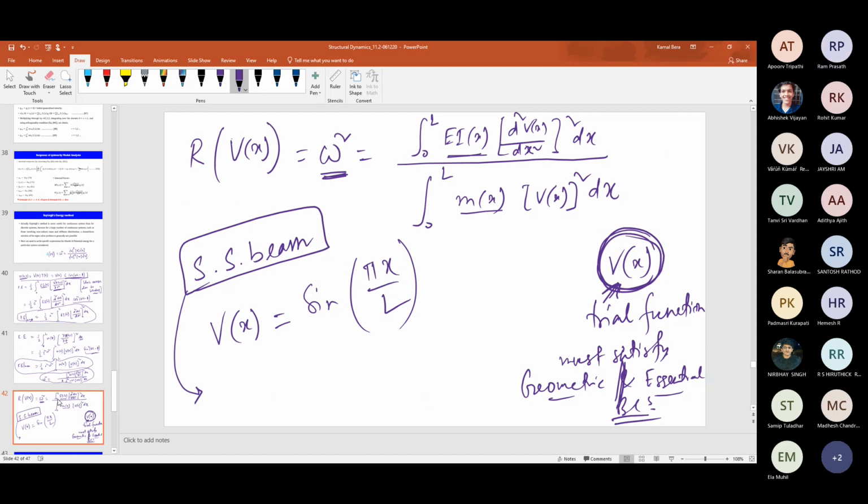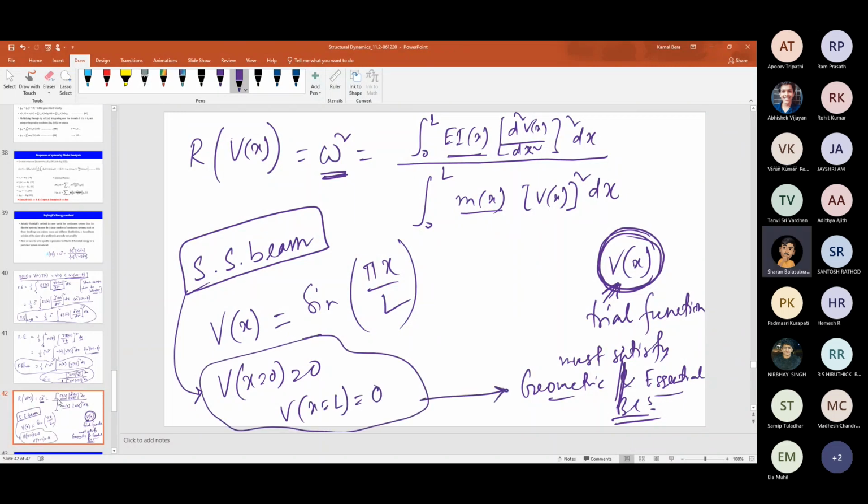What are the geometric or essential boundary conditions? Bending moment is the force boundary condition. Displacement is equal to 0 at both the nodes. V at x equals 0 is 0 and V at x equals L is 0. Correct? So these are the two geometric boundary conditions.